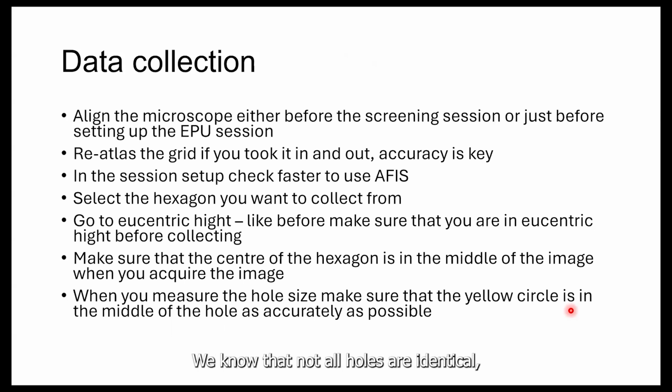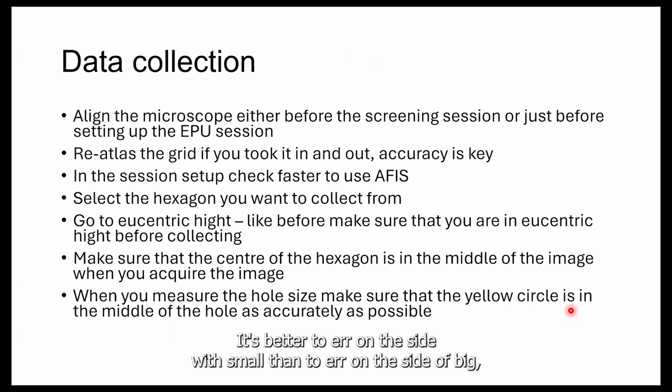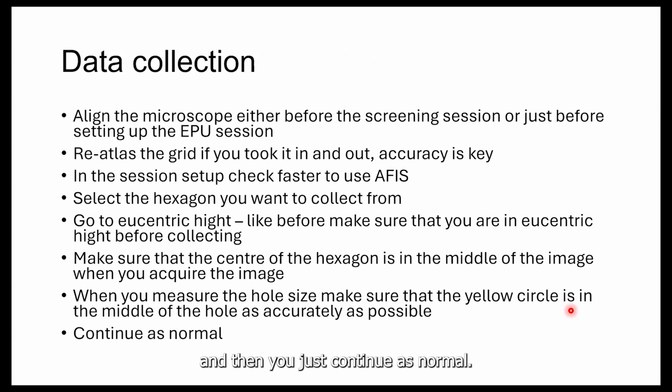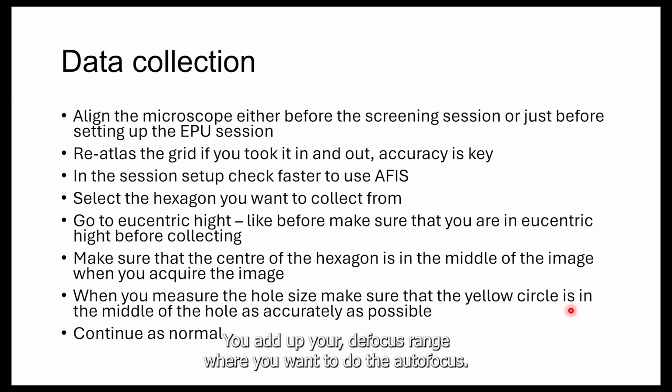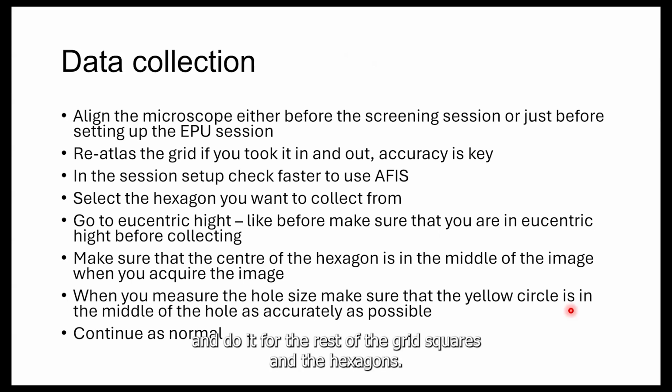We know that not all holes are identical, so go for the smaller one. If you have two holes near each other and one of them is slightly smaller than the first one, you go for the smaller one. It's better to err on the side of small than to err on the side of big, and then you get worse images. And then you just continue as normal. You add up your focus range, where you want to do the autofocus, when you want to do the autofocus, drift measurement, yes, no, all these things, and do it for the rest of the grid squares, the hexagons, and once it's done, everyone is happy.